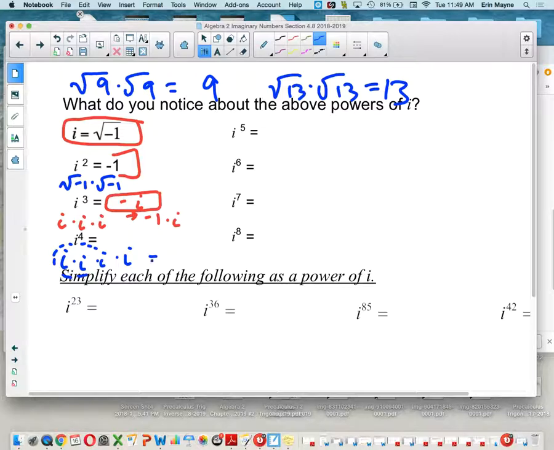Negative 1. What is this then, I times I? Also negative 1. What's negative 1 times negative 1? 1. Okay, now, using a similar process, I want you to find I to the 5th, I to the 6th, I to the 7th, and I to the 8th in your groups. Go.